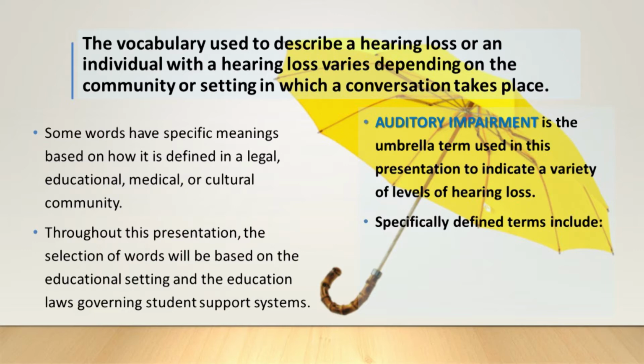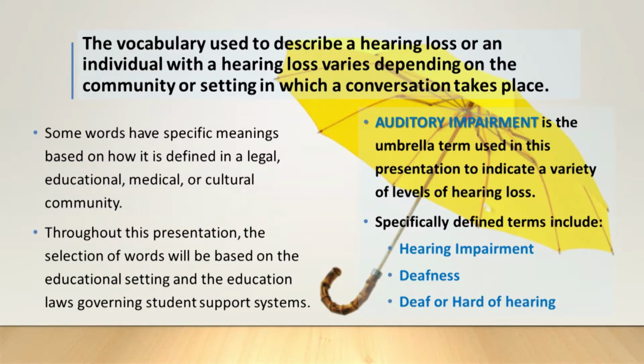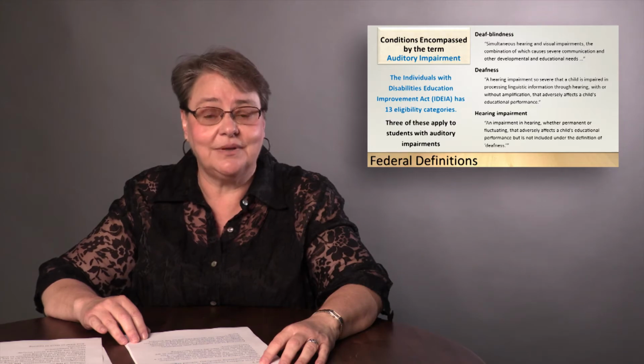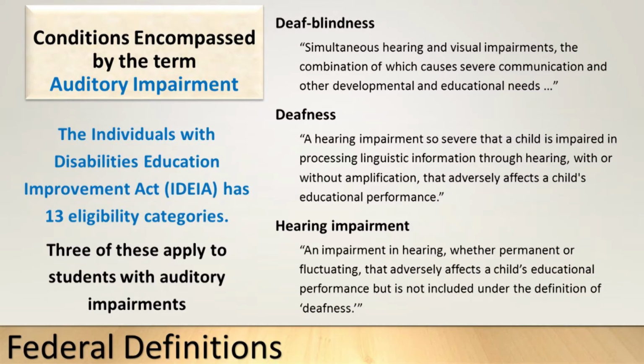During this presentation, the term auditory impairment will be used as an umbrella term that identifies multiple categories and levels of hearing loss. Specifically defined terms include hearing impairment, deafness, and deaf or hard of hearing. Remember, the term auditory impairment will serve as that umbrella term under which you will find specifically defined terms that identify the levels of students and their hearing loss.